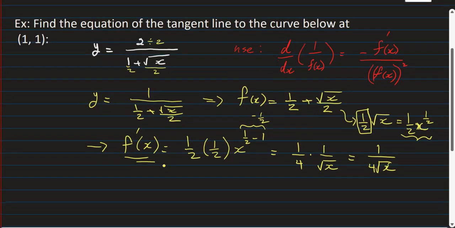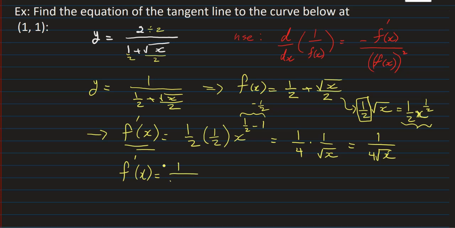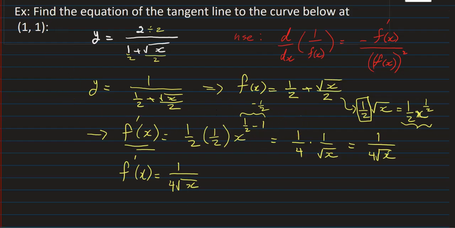Okay, so let's rewrite that. f prime of x now is 1 over 4 root x. Great. Now we're going to use the reciprocal rule, which is right up here. We're going to plug in f prime of x and then f of x squared, and then we're going to simplify. All right, let's do that.